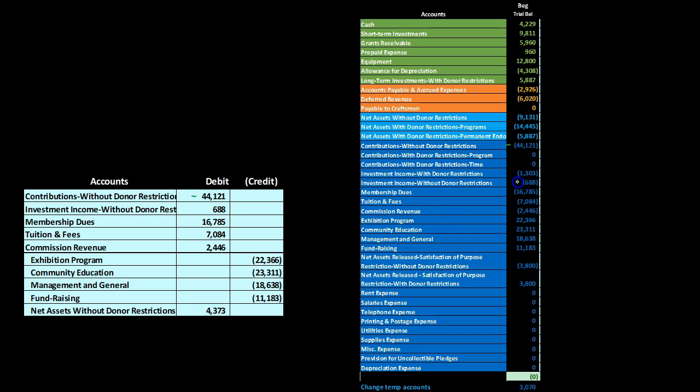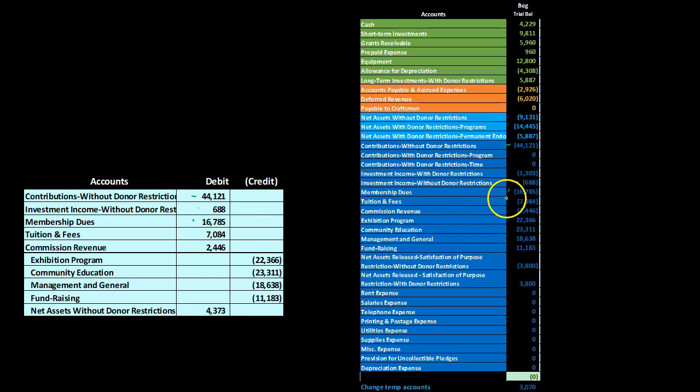I'm going to skip down here to the investment income without donor restrictions, also kind of like an income type of account, has a credit balance. We are then going to, of course, debit it to make it go down. Then we've got the membership dues at the 16,785. It has a credit as well because it's an income kind of account or similar to. We are going to debit it to make it go down.